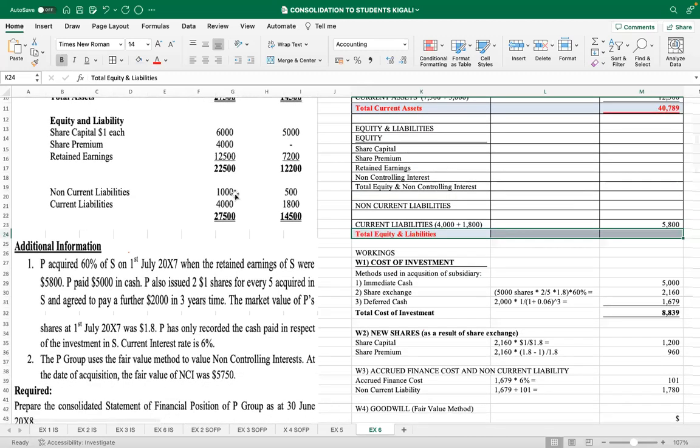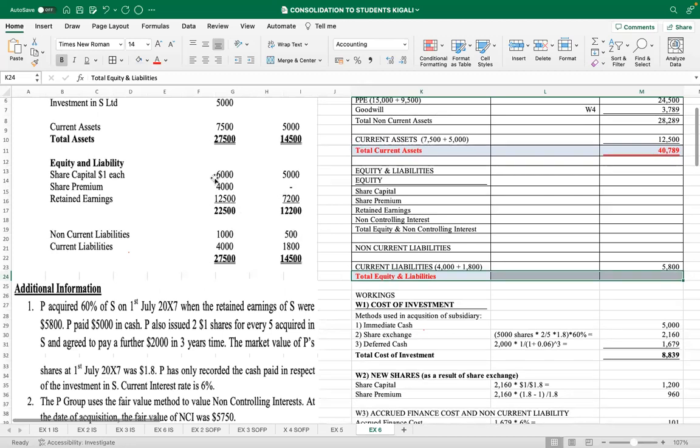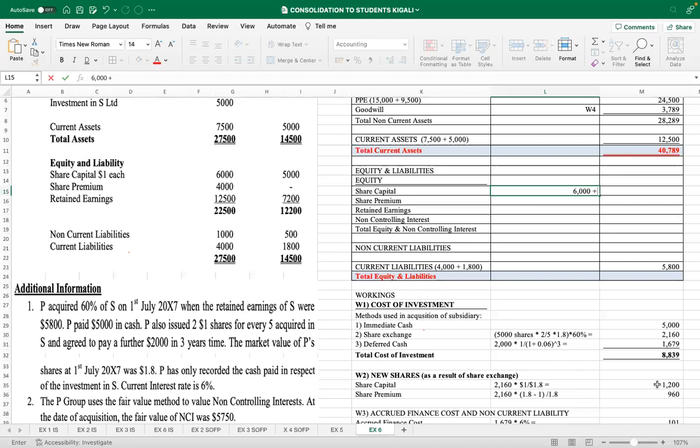So let's go to share capital now. Remember, in consolidating, you take the share capital of the parent. So the share capital of the parent in this case is 6,000. We only consolidate shares of the parent. Plus, new shares were 1,200, which is working 2. So that will give us share capital as 6,000 plus the 1,200 which we had calculated there.